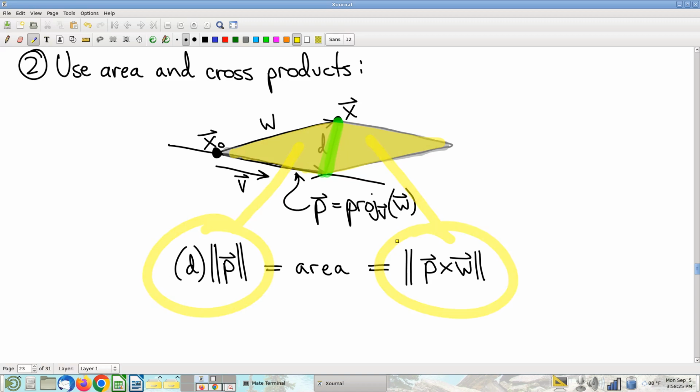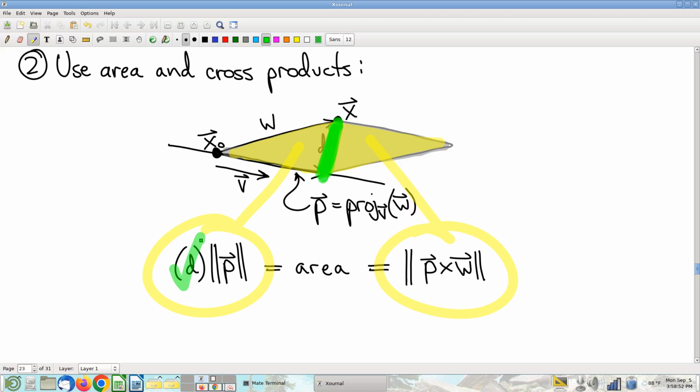And having computed it twice, I know that those two things are equal to each other. Now I have an equation, and if the thing that I want, namely this distance, has showed up in one of those calculations, then the fact that I've computed this area twice, and I don't really care about the area, gives me an equation involving the thing that I want, which I can then solve for.